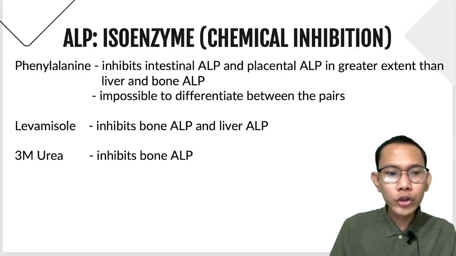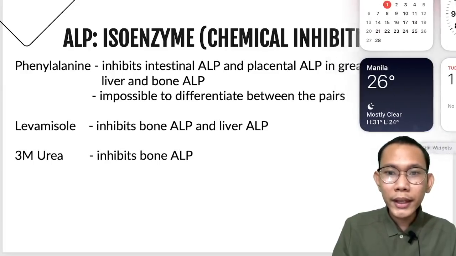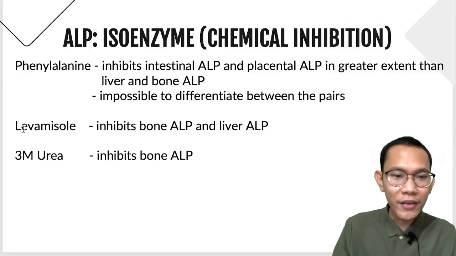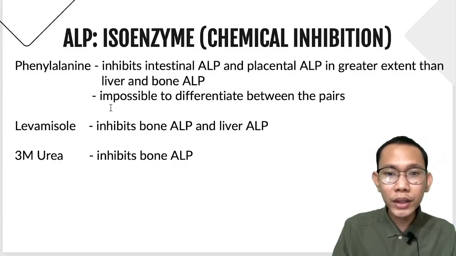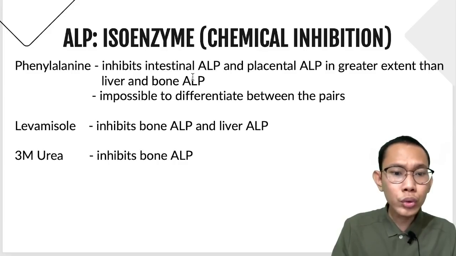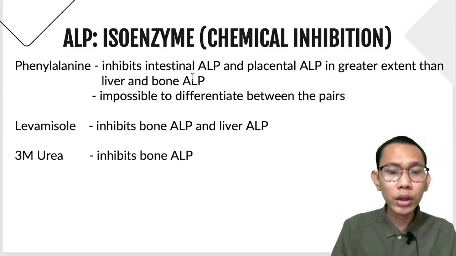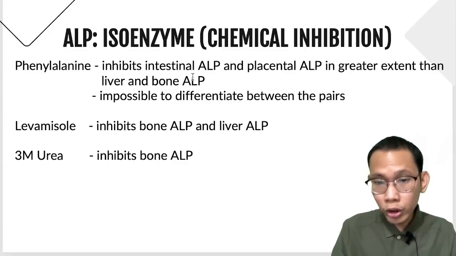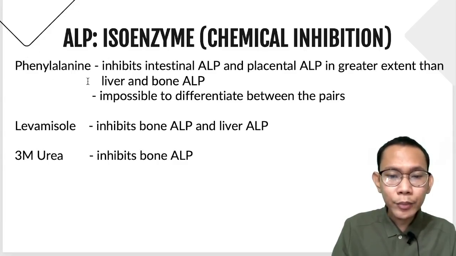Another methodology to differentiate your ALP is through chemical inhibition. So we have the different chemicals that we can use for us to differentiate the different ALP isoenzymes. So again, a third approach to the identification of your ALP is based on their selective chemical inhibition. So we have your phenylalanine, which is one commonly used as an inhibitor, compared with your levamisole and your 3-methylurea. Ito talagang ginagamit and very common na ginagamit.